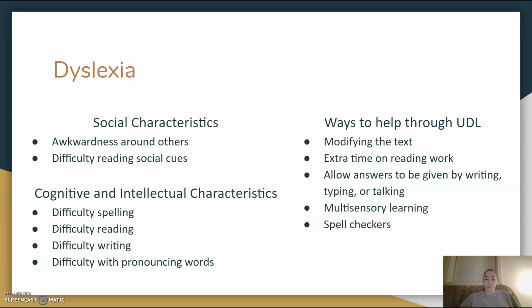Some ways to help them would be modifying the text, giving them a little extra time on reading, allowing some answers to be given by talking instead of writing or typing, or maybe allowing them to type if that's what they prefer. Having multisensory learning, so they can make connections between the words and the letters and physical things in this world, and maybe providing spell checkers.